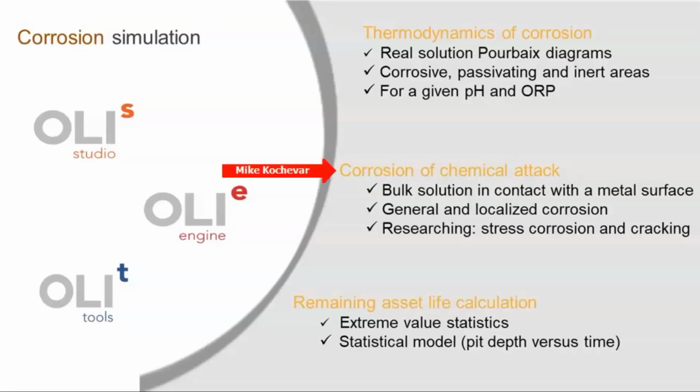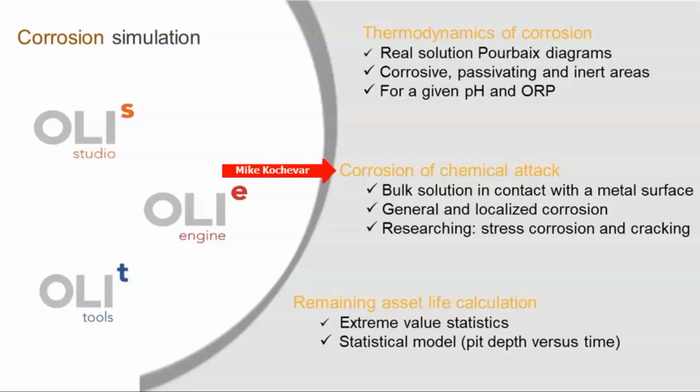When we talk about corrosion inside the software, what we're really looking at is corrosion from chemical attack. This is the bulk solution in contact with the metal surface. We're looking at the behavior at that boundary, and we can predict how that environment will or will not corrode. We can predict general and localized corrosion, so we'll look at corrosion rates and pitting corrosion. We're also developing ways to look at stress corrosion cracking, which is a difficult thing to model, but we are working on it.